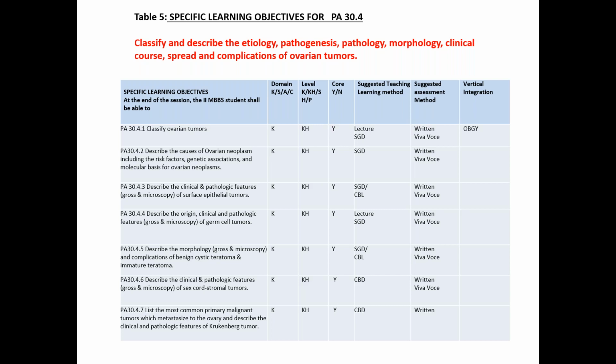The third one is describe the clinical and pathologic features of surface epithelial tumors. Describe the origin, clinical, and pathologic features of germ cell tumors, followed by describe the morphology and complications of benign cystic teratoma and immature teratoma, and describe the clinical and pathologic features of sex cord stromal tumors. I think here we can also add list the sex cord stromal tumors, but no need. I think it comes in classify the ovarian tumors.